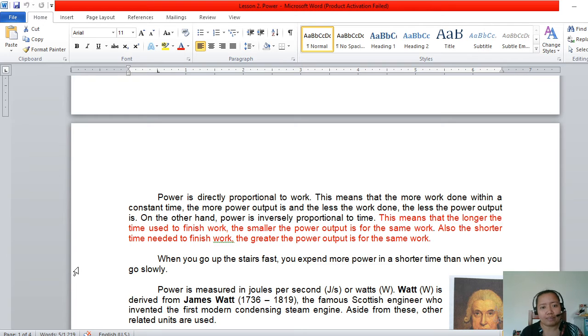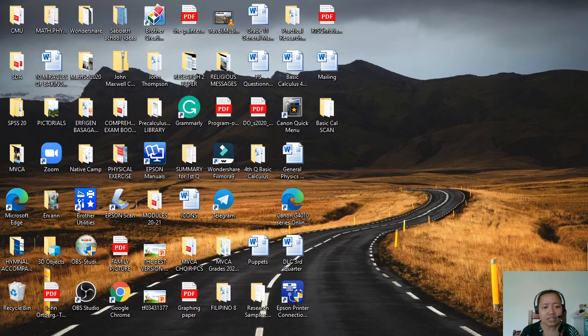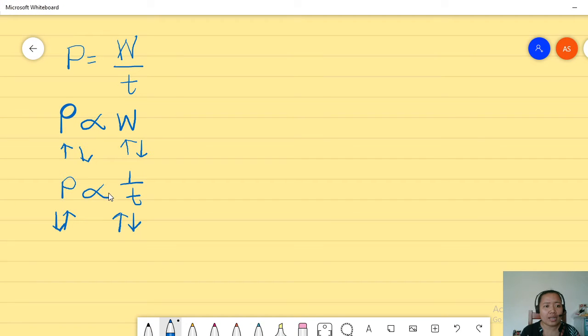On the other hand, power is inversely proportional to time. As we can see in our symbol, power is inversely proportional to time. That means if power decreases, time increases, or if time increases, power decreases. If power increases, time decreases, or if time decreases, power increases.